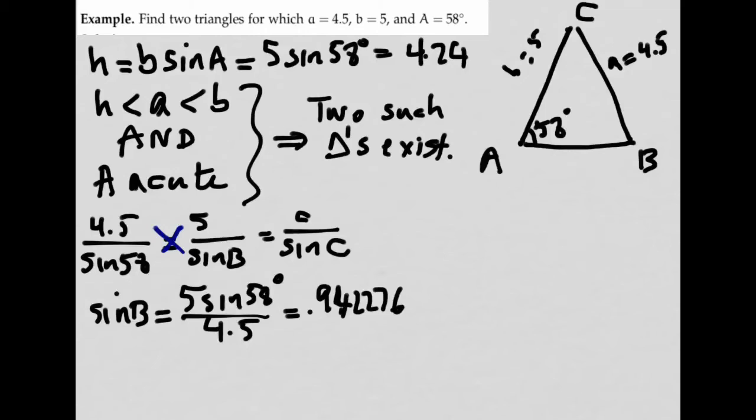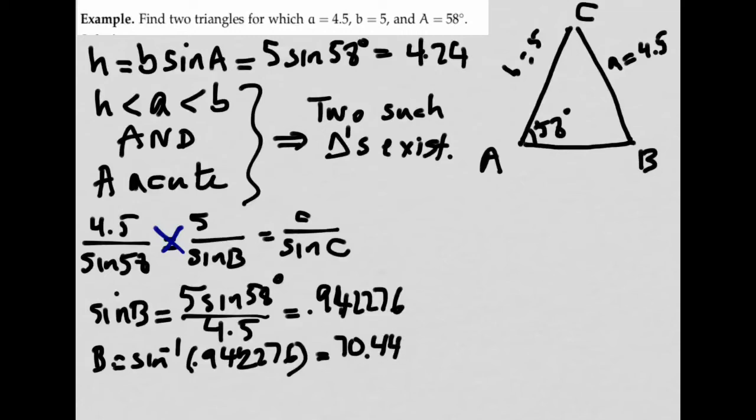And to find B, we take the inverse function. So B is sine inverse of 0.942276 0.276. Making sure the calculator is set in degrees, that gives us 70.44 degrees.